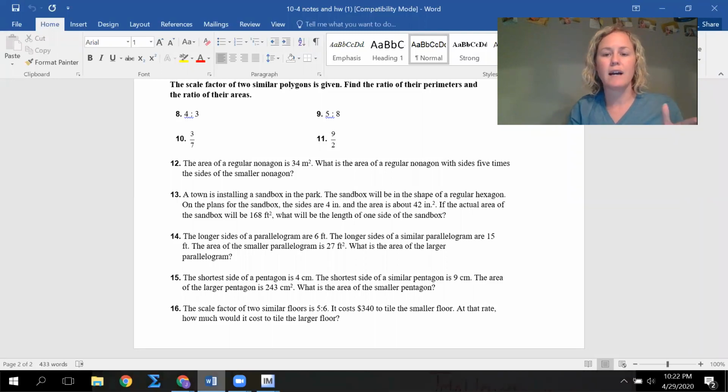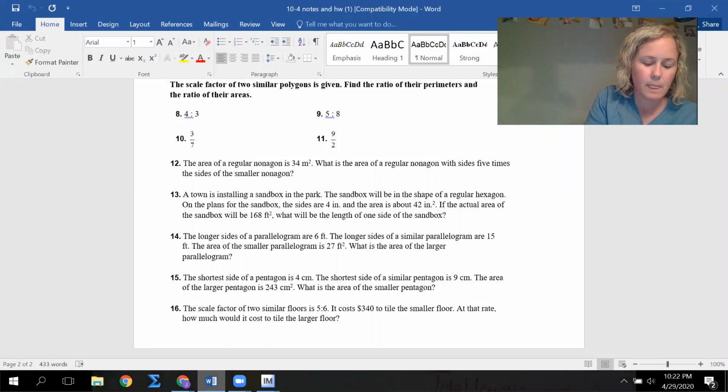So if the sides are 5 times as big, that means the scale factor is 1 to 5.